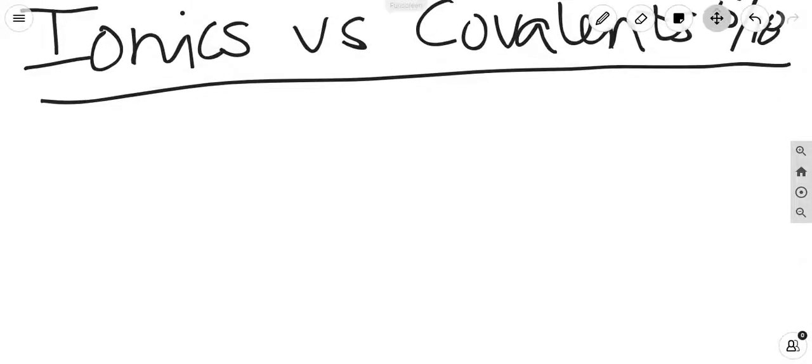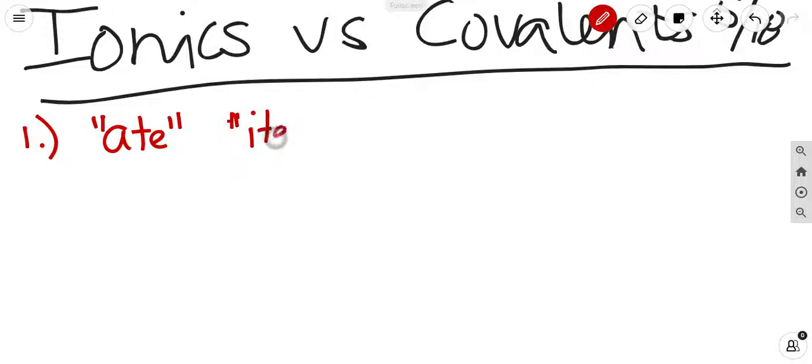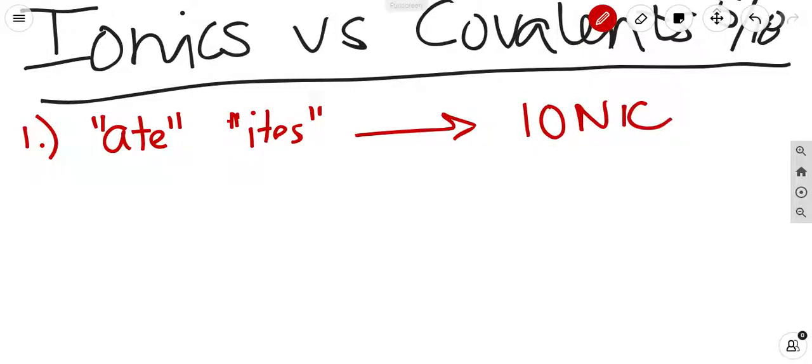All right, maybe the first case is when you see ates or ites. It's always ionic, and you're going to use canceling and crisscrossing.